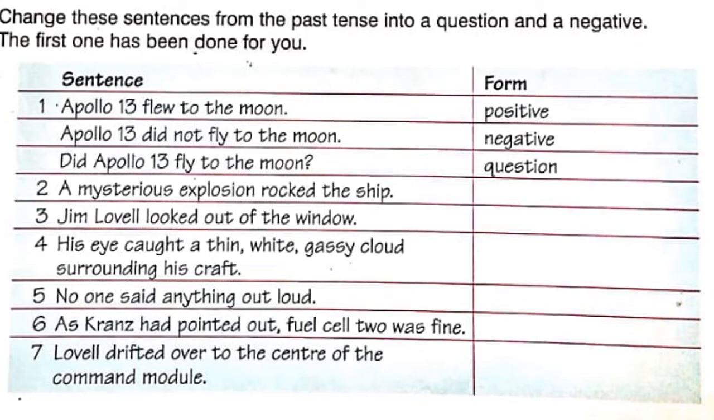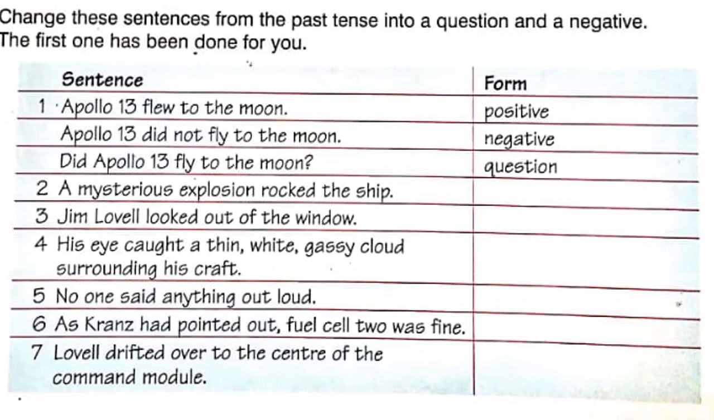Here is the exercise for you to do. You have to change these sentences from the past tense into a question and a negative. Right? You are given the positive sentence and you have to form the negative sentence and the question. First one has been done for you. Apollo 13 flew to the moon. Now with the verb flew, which is the past tense of fly, we know that this is past tense and it's positive. Apollo 13 flew to the moon.